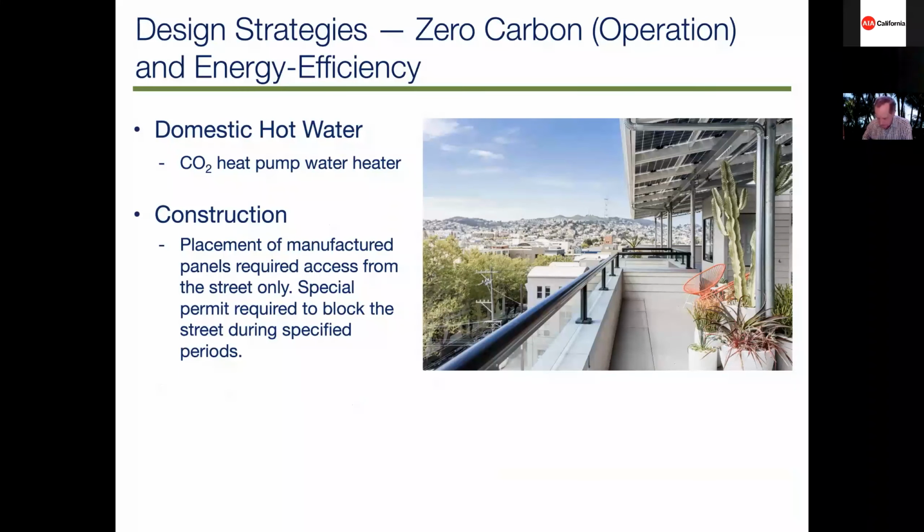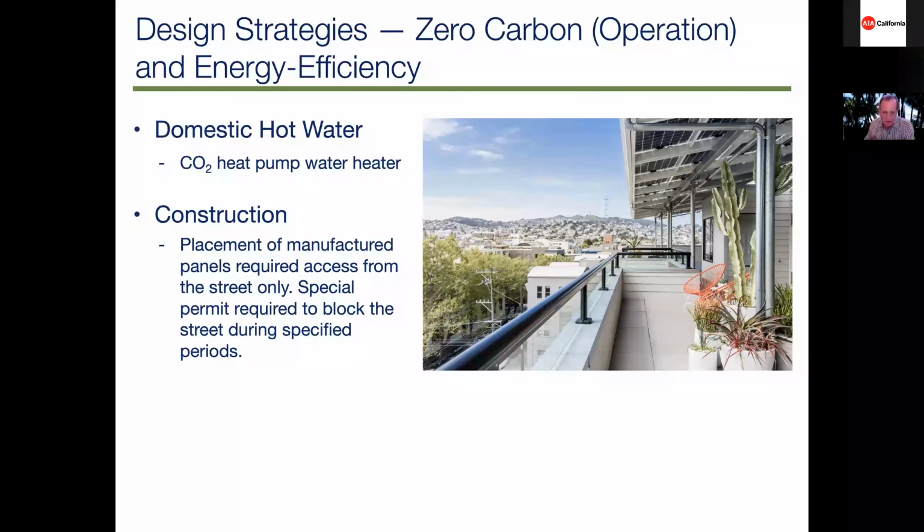Domestic hot water, this developer uses a CO2 heat pump. If you haven't heard of it, I recommend you read about it online rather than my going into it here, but it's an improved technology. It works very well at high altitude. Usually air source heat pumps are not recommended for high altitude, but these kinds of heat pumps can work. Water heaters, I'm not a mechanical engineer, so I won't go any further with that, worried about embarrassing myself. But anyway, they use a CO2 heat pump in this case.